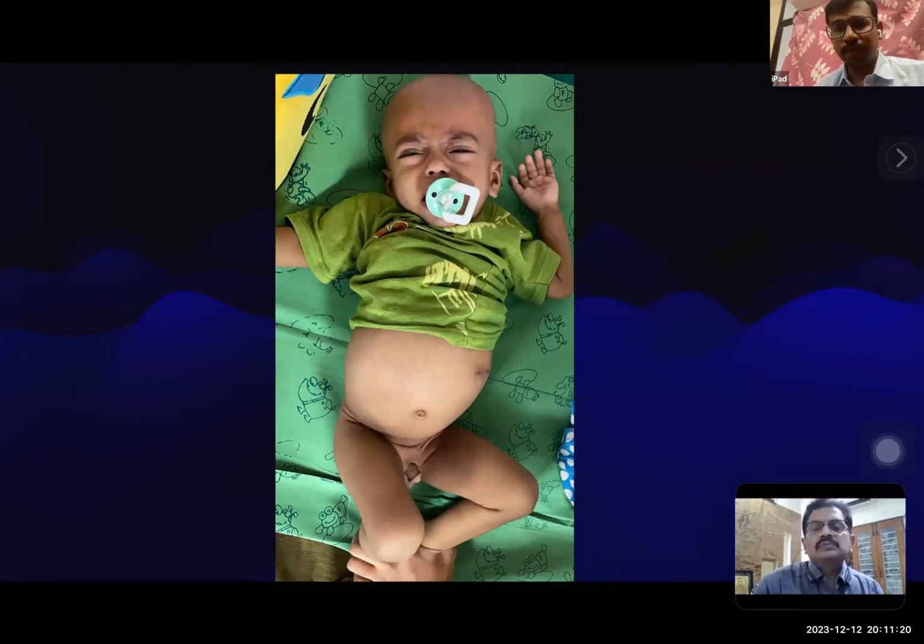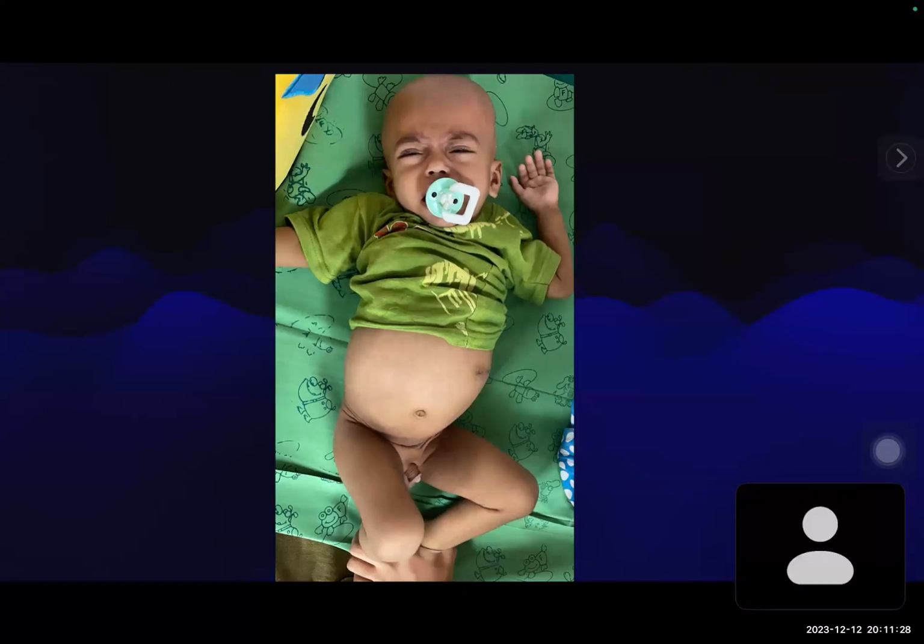Respiratory rate was 25 per minute, and on anthropometric measurement, head circumference was 42 centimeters, which falls between 15th to 50th centile, and weight was 8 kg, which falls between 15th to 50th centile, and the length was 76 centimeters, which falls between 50th to 85th centile.